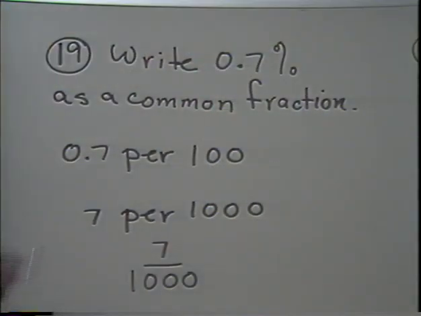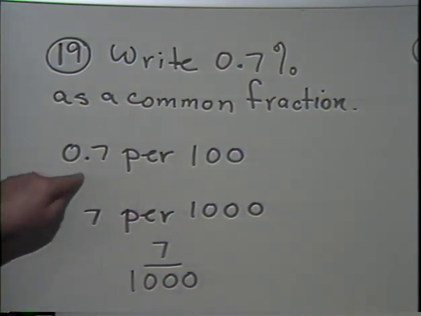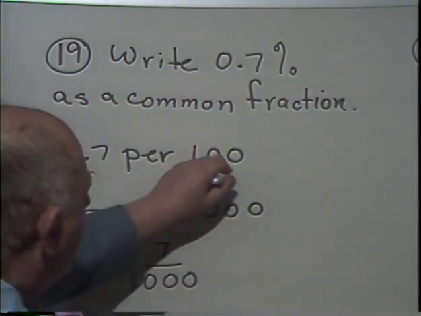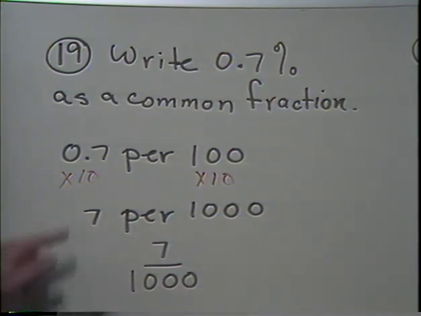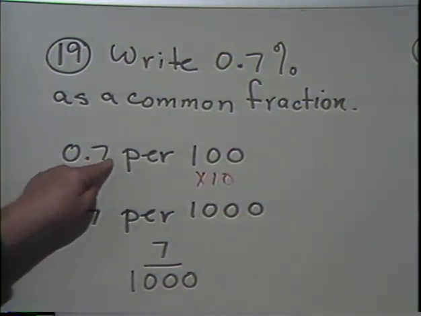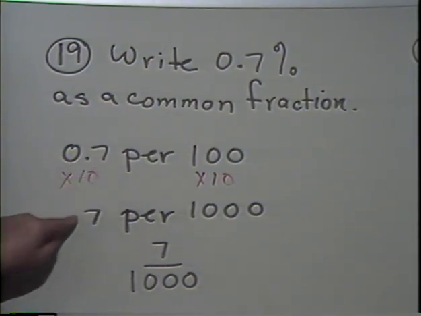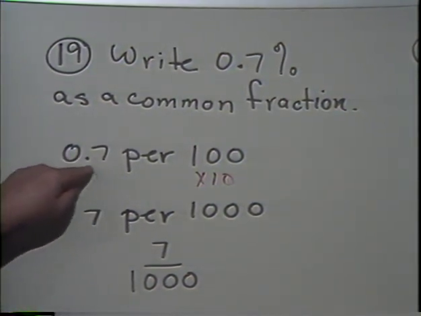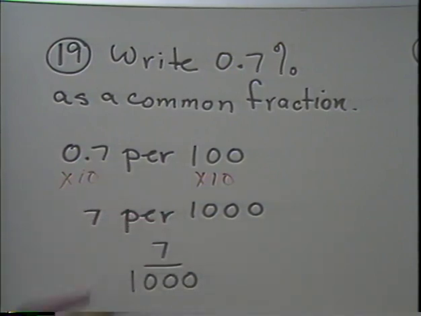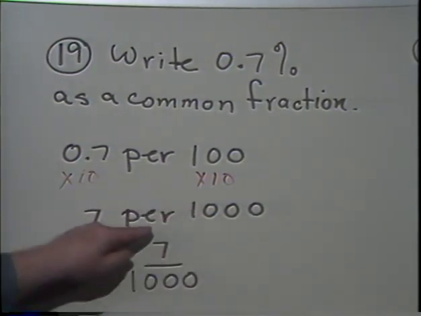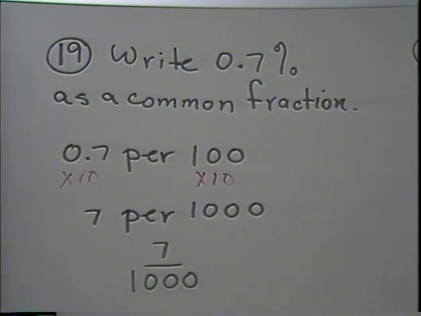Suppose I say to you, write 0.7% as a common fraction. Percent still means per 100. So 0.7% still means 0.7 per 100. I can still multiply both numbers in a rate by the same non-zero number. I want to move this to be a whole number. I move the decimal point 1 place to the right by multiplying by 10. This becomes 7. So at a rate of 0.7 per 100, that's the same as saying you're taking 7 per 1,000. That's 7 over 1,000.